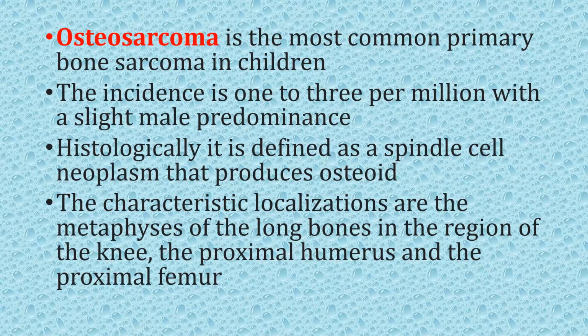Histologically, it is defined as a spindle cell neoplasm that produces osteoid. The characteristic localizations are the metaphysis of long bones in the region of the knee, the proximal humerus, and the proximal femur. Why? Because these are areas of rapid growth. Osteosarcoma rarely occurs in children less than 5 years of age.